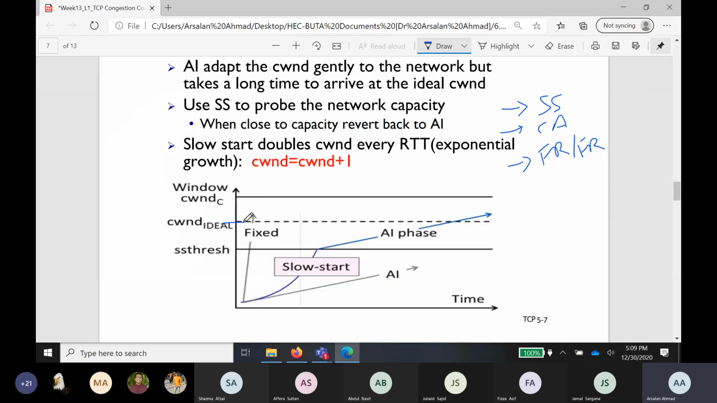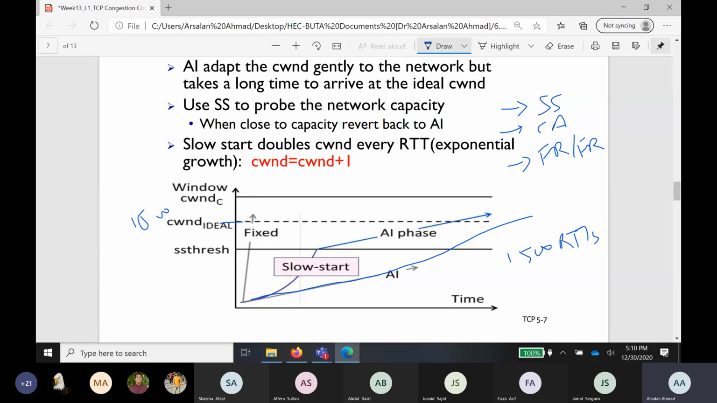For instance, let's say our ideal window size is 1500 segments per RTT, and we want to achieve this ideal window size as soon as possible. The AI part will take 1500 RTTs, because it keeps increasing the rate by 1 segment every RTT. So the AI part will take 1500 RTTs to reach this ideal window size.